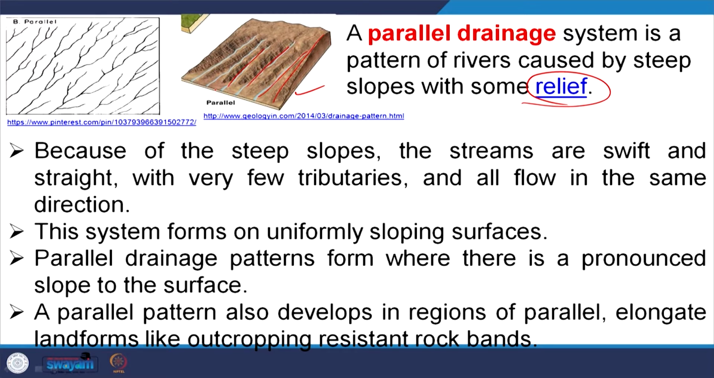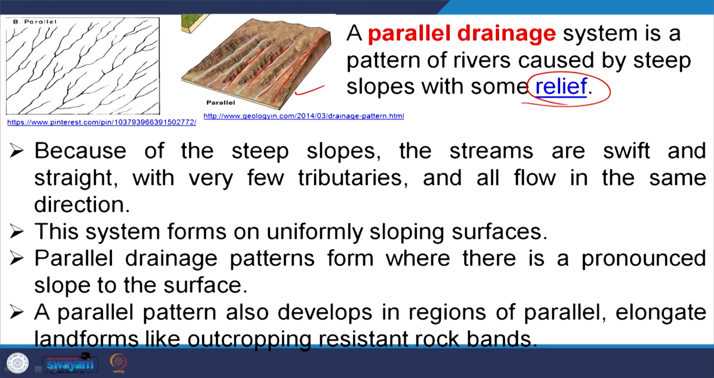Because of the steep slopes, the streams are swift and straight with very few tributaries, and all flow in the same direction. This system forms a uniformly sloping surface. Parallel drainage patterns form where there is a pronounced slope in the surface. A parallel pattern also develops in regions of parallel elongate landforms, like outcropping resistant rock bands.